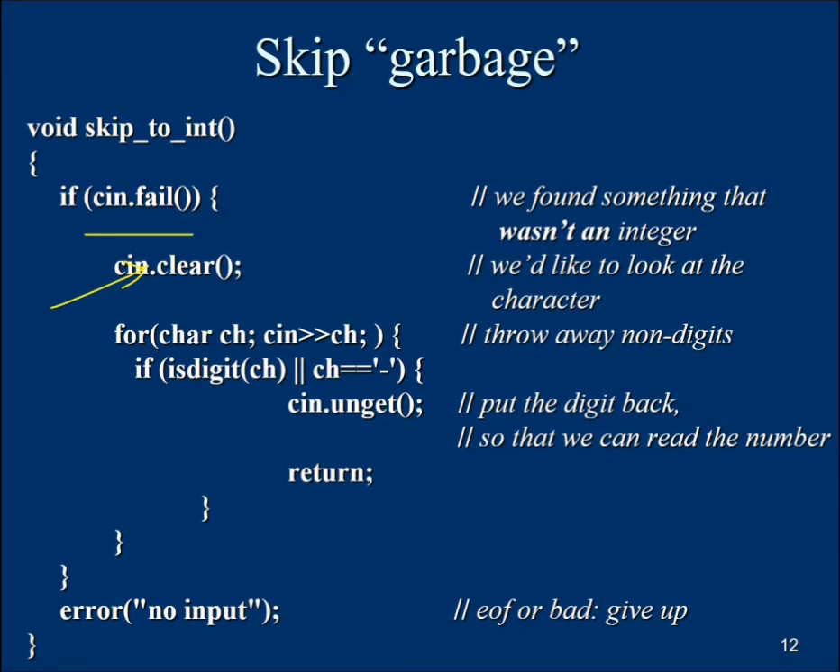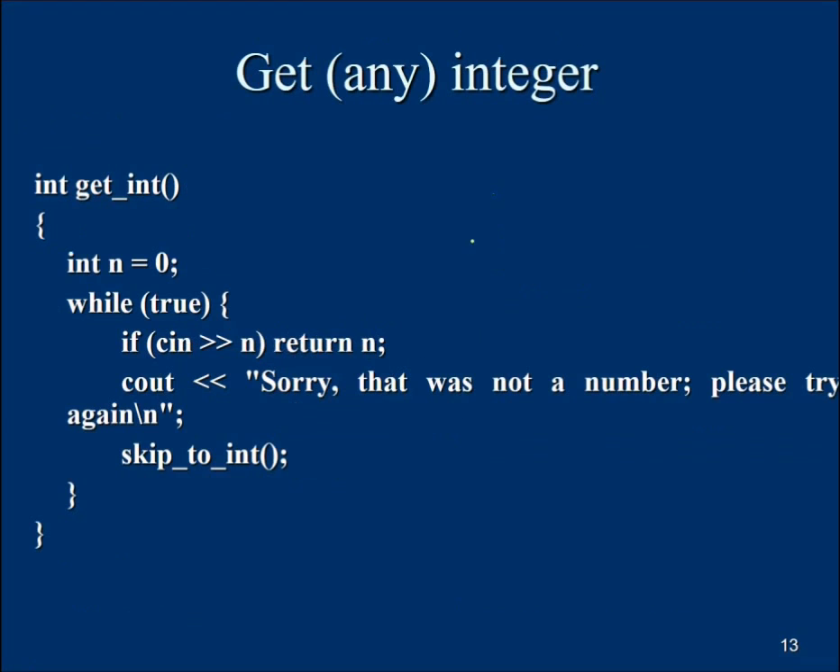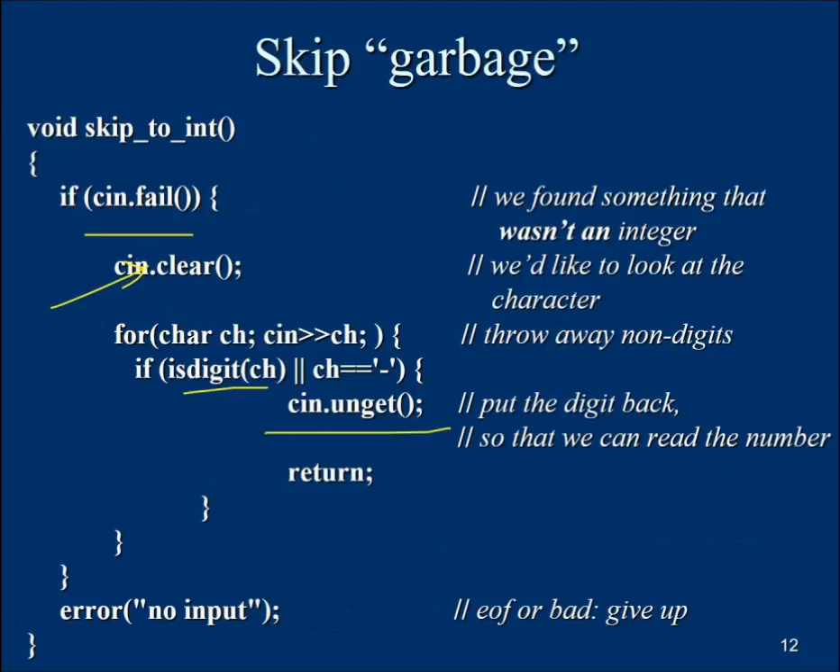We throw away the non-digits that we wouldn't want. Then we put the digit back if it is a digit, and then we will read the number. For that we put the digit back, or if these cases are not satisfied, we say error: no input, error file, or bad, give up. Then we can say get int, or get any integer.